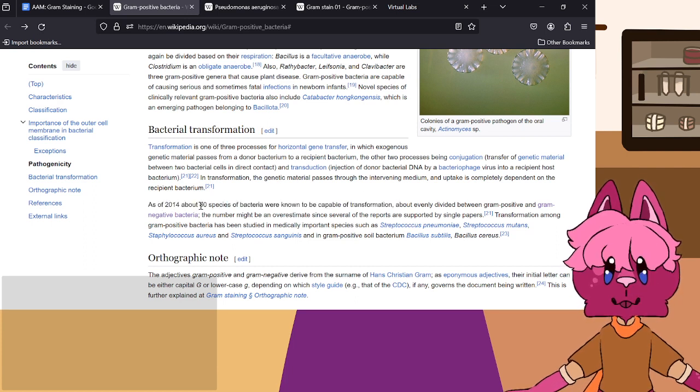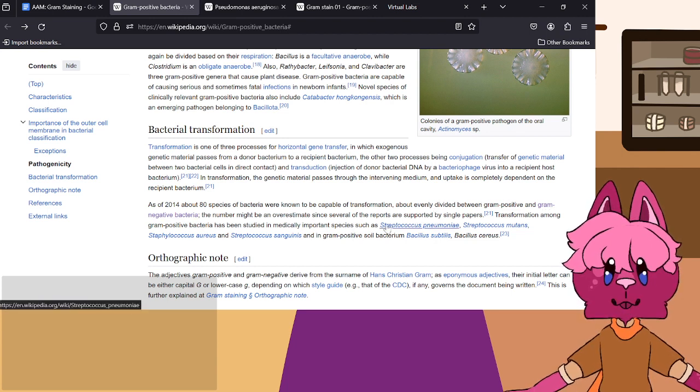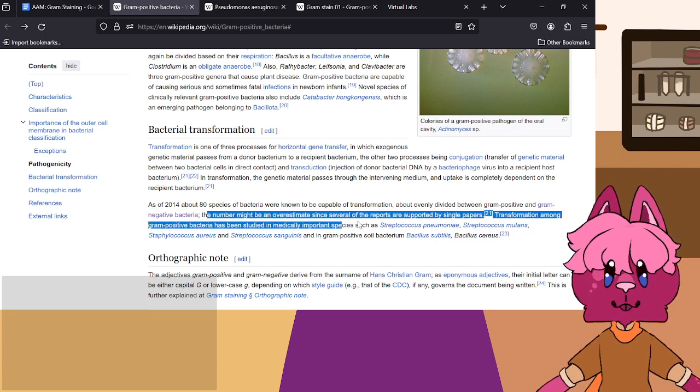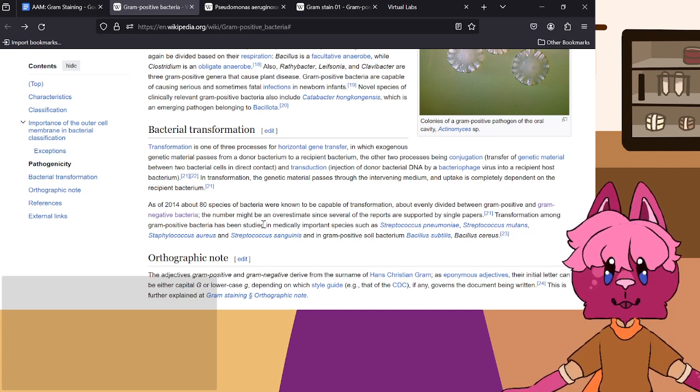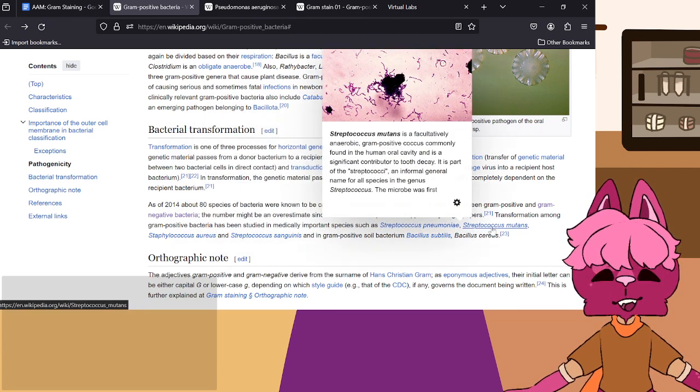As of 2014, about 80 species of bacteria were known to be capable of transformation, about evenly divided between gram-positive and negative bacteria. There might be no estimates, and several species reported by single papers. Transformation among gram-positive bacteria has been studied medically for such important species. So medically important just means how significant this is to people, such as Streptococcus pneumoniae, which can cause pneumonia, Streptococcus mutans.